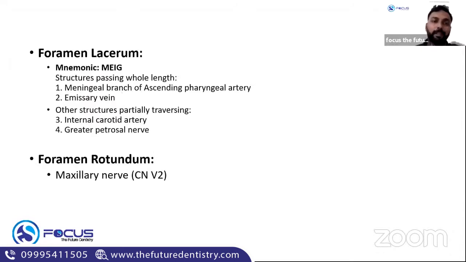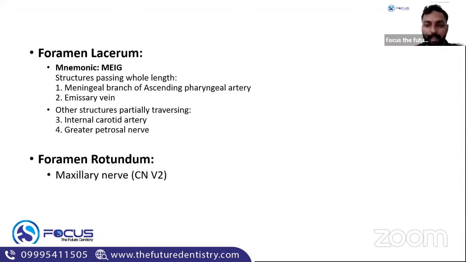Now, what about lacerum? So basically, through lacerum, you can remember it as MEIG. There is meningeal branch of ascending pharyngeal artery. One artery which is giving a branch to the meninges. That is what is meant by meningeal branch of ascending pharyngeal artery. Don't get confused when there is a longer name. It just means it's an artery or a branch to the meninges. Okay, so the artery is basically ascending pharyngeal artery.